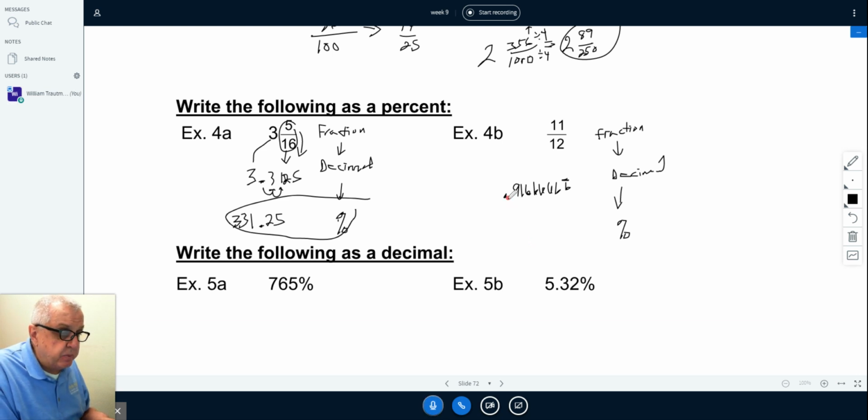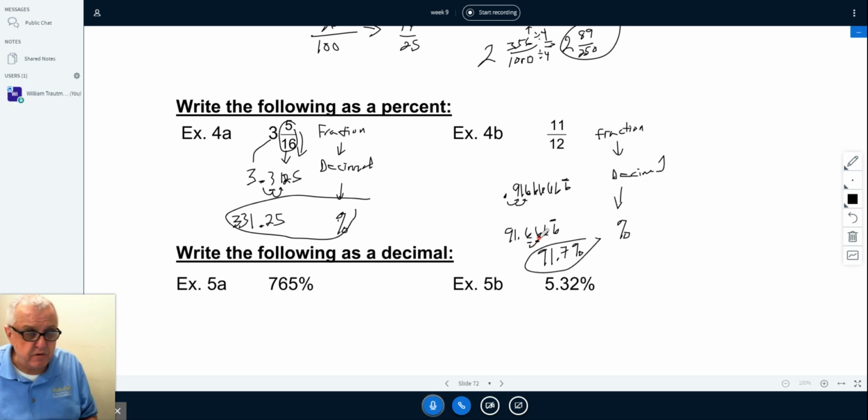To change this to a percent, I move the decimal 2 places to the right, just like we did over here. 1, 2, and I get 91.66666. You can put 91.666, or you can round it. If it tells you one decimal place, you can round it to one decimal. If they want you to round to one decimal place, you look to the right, or however many decimal places they want.